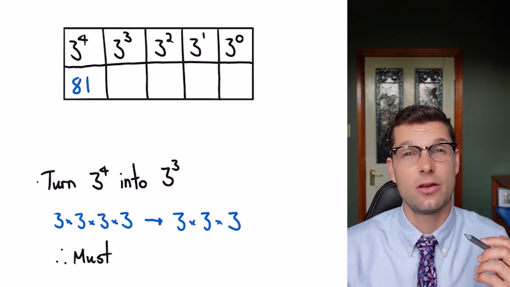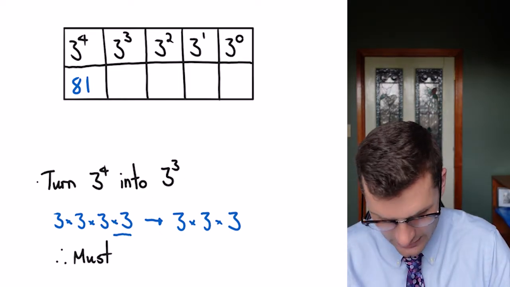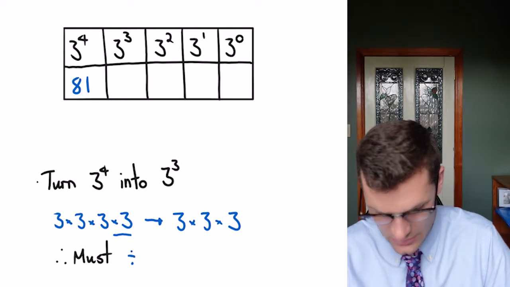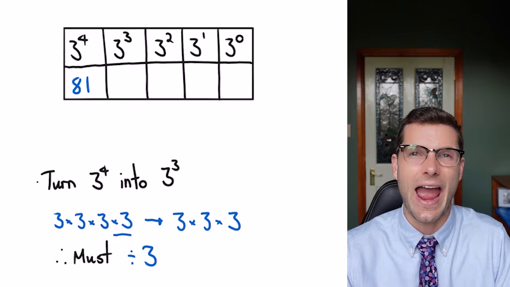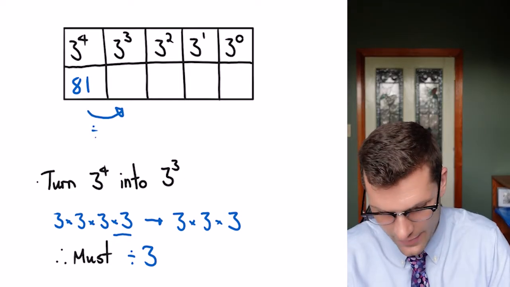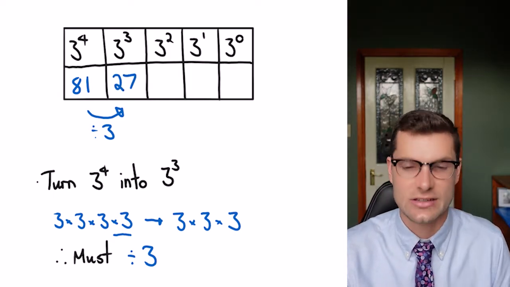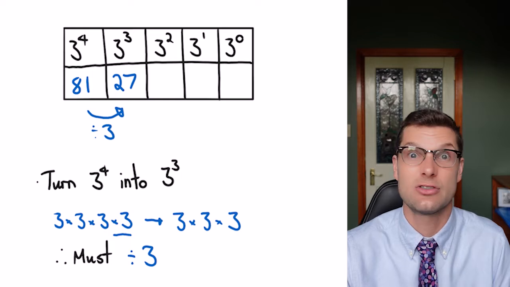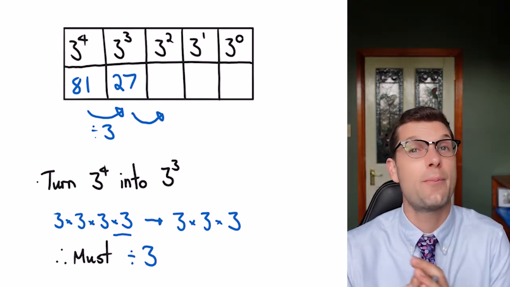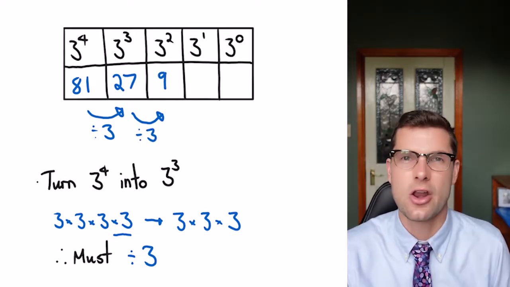So that means to turn 3 to the power of 4 into 3 to the power of 3, that last times 3 has to disappear. The way that I get rid of that is I must divide by 3. So 81 turning into 3 to the power of 3, I have to divide by 3, which is equal to 27. Now to do this again, 3 squared, 3 times 3 I know is 9, but another way to look at it is that 3 to the power of 3 is being divided by 3 again. So this is equal to 9.